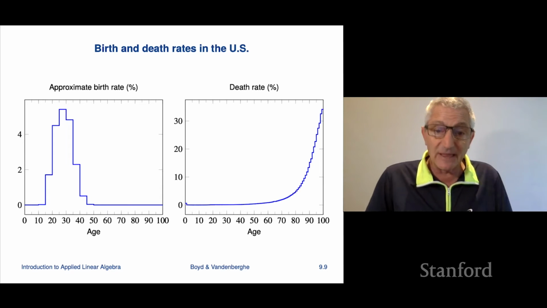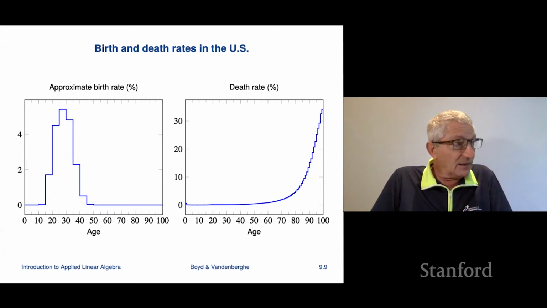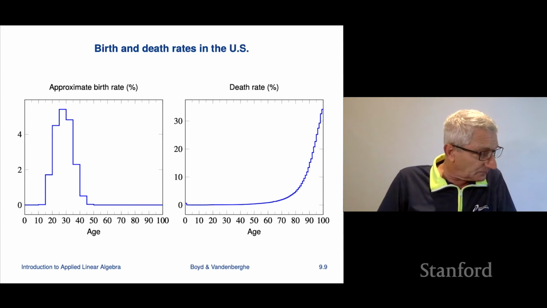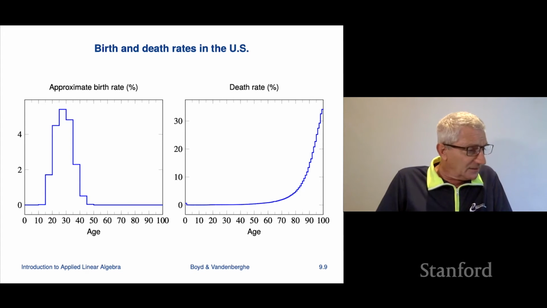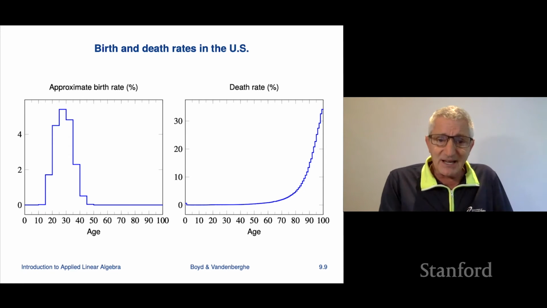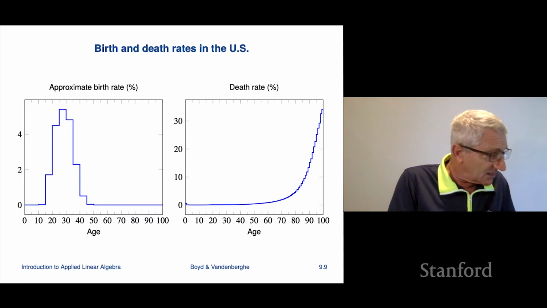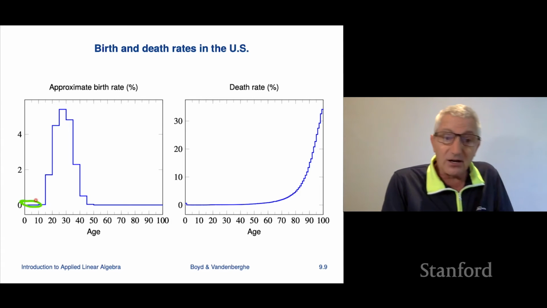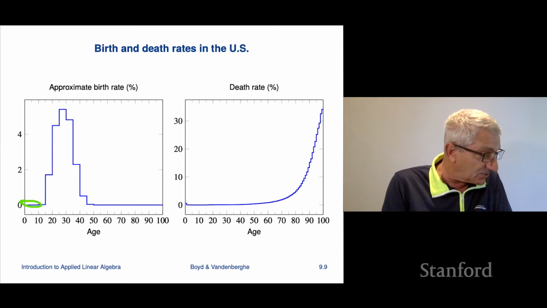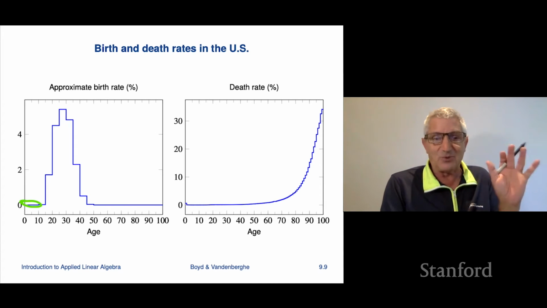Okay, so these are birth and death rates in the U.S. I think the birth rate is given in 5-year chunks, but whatever. Here it is, and you can see a lot of things. Not surprisingly, there are no children born to 1 to 10-year-olds.